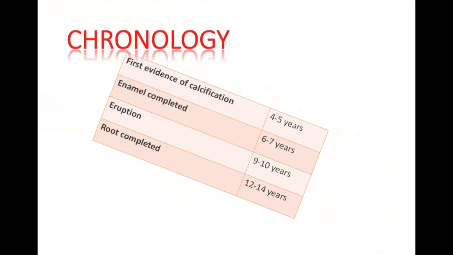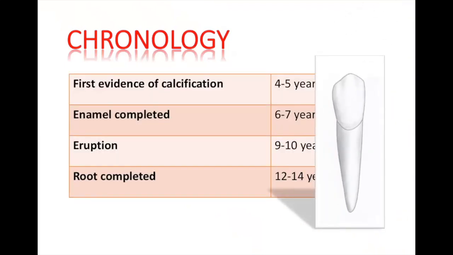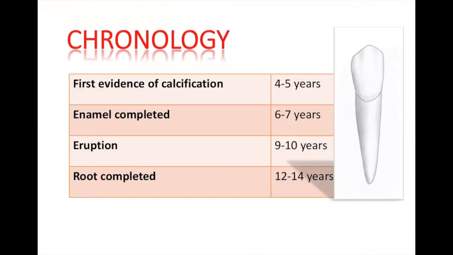The chronology. First evidence of calcification 4 to 5 years, enamel completion 6 to 7 years, eruption 9 to 10 years, and root completion 12 to 14 years.